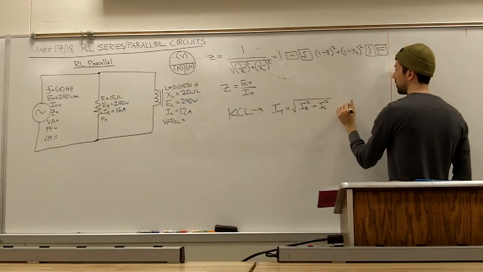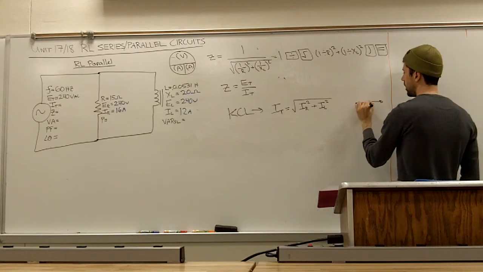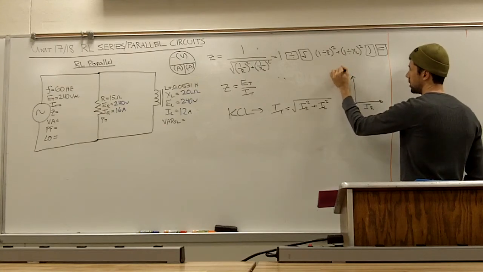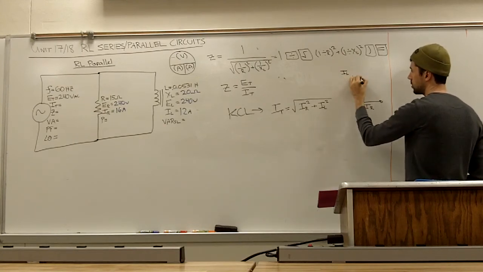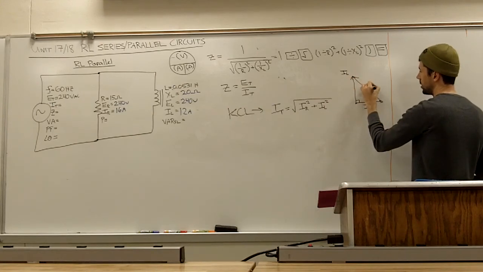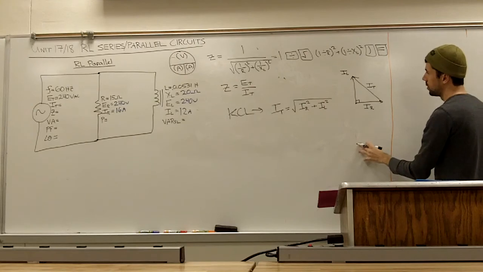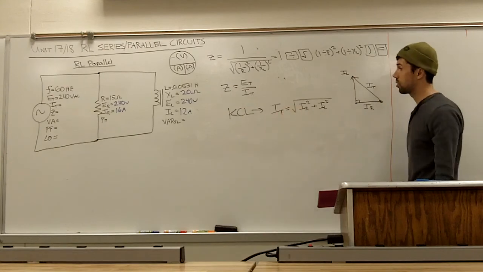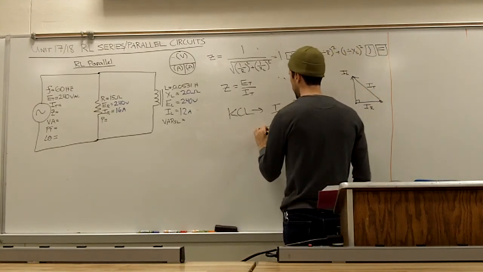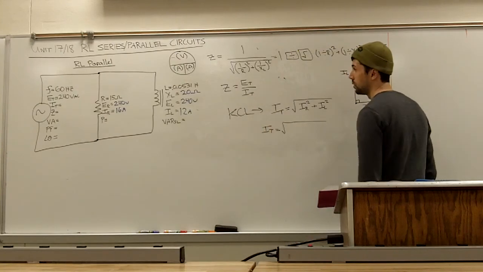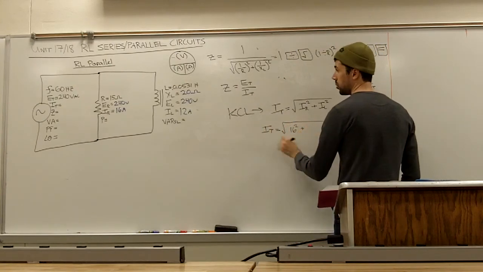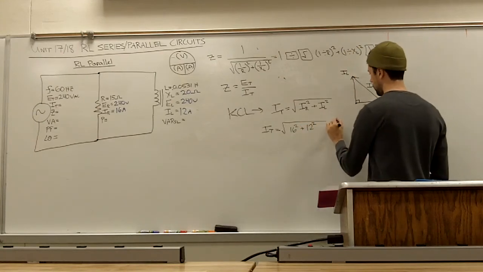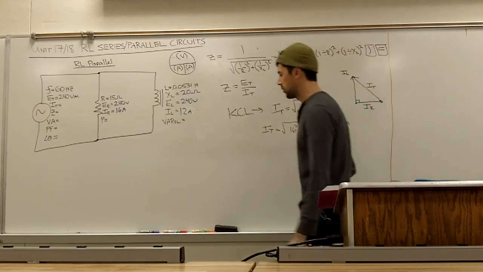So that means that my current IR to the resistor is at 0 degrees. The current to the inductor IL is at 90. And then of course, we add these two vectors together, and that's going to give me my total current. This is a right angle triangle. We use Pythagorean theorem to get the hypotenuse, where the hypotenuse in this case is my total current. So IT is going to be equal to the square root of 16 squared plus 12 squared, which gives me a total current of 20 amps.